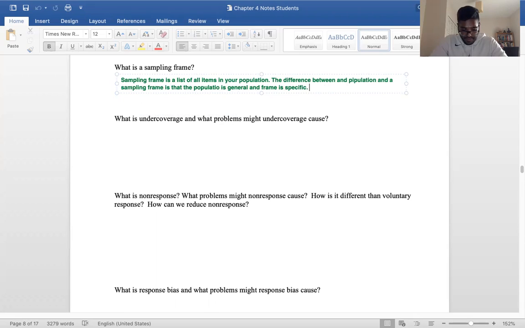So basically what you have to think about this way, your population, so let's say you're looking at the people in Jacksonville, Florida. Okay, so then you have the population is all people in Jacksonville, Florida. Okay, versus your frame, your sampling frame is equal to the name of all those people from A to ZZ.